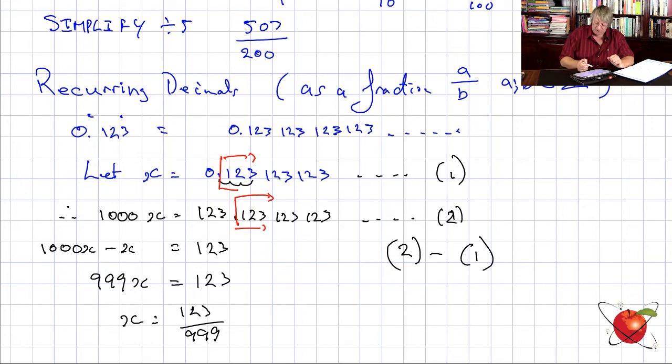Right? Now I can look to simplify that. 3 will go into that. How do you see if 3 goes in? Remember from last year, grade 9s? You add the digits up and see if that's divisible by 3. 3, 2, 1 is 6. Yes, it is. So it's 41 over 333. Okay? And no, that's not going to come down any further. So my answer is 41 over 333.